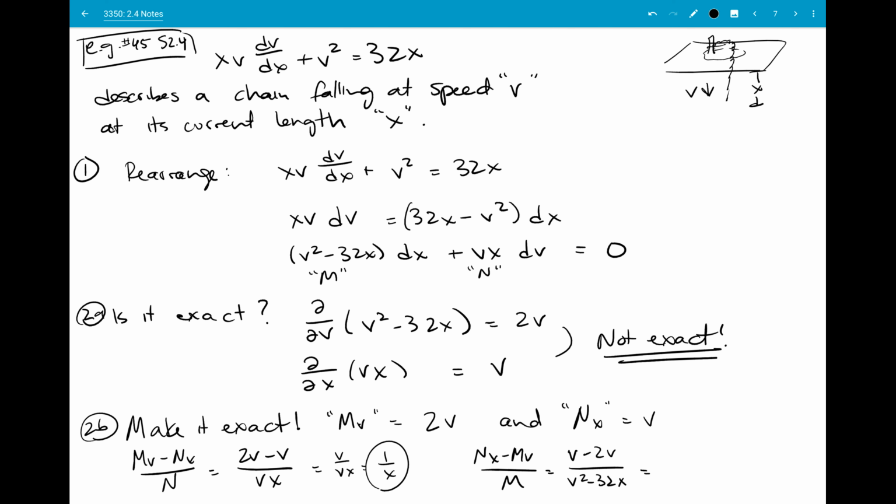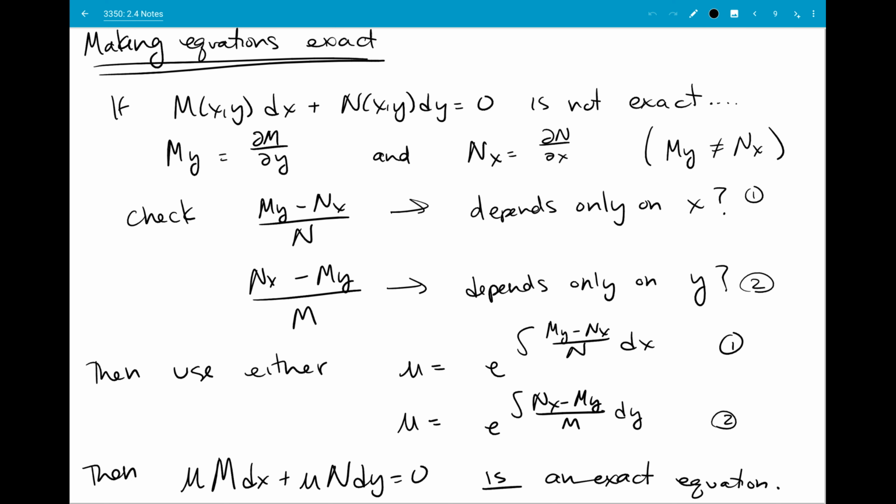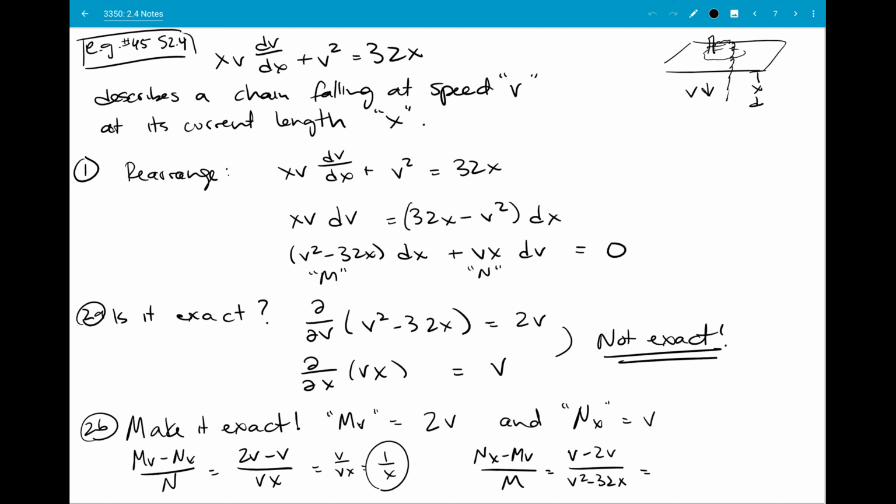So that depends only on x, which I said, if this first one depends only on x, it's the thing you use. The second one is going to depend on both v and x, but you can go ahead and see it right now. It's minus v over v squared minus 32x. That one's no good for us.